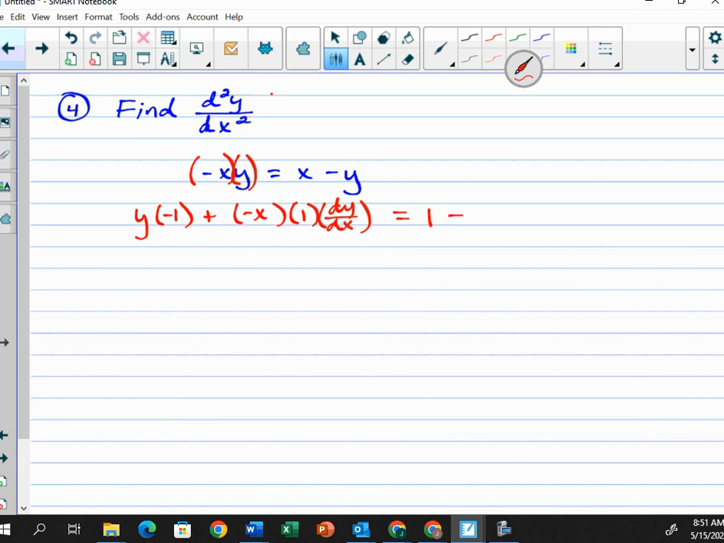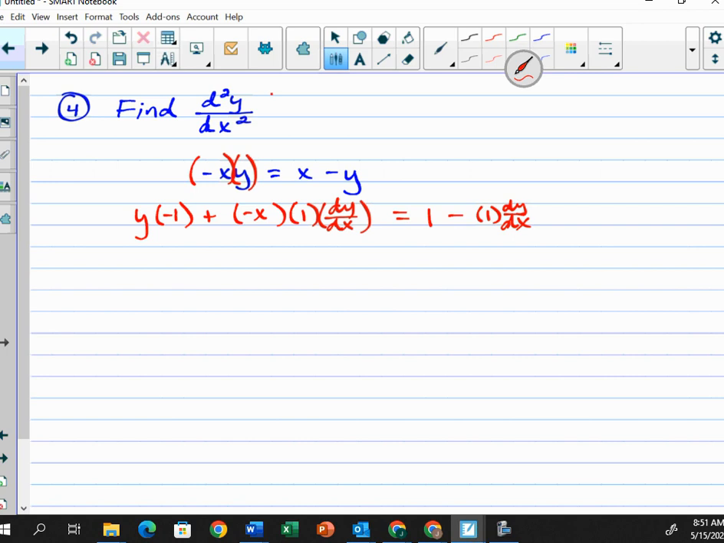Wait, so then you just toss it as dy over dx? Did we take the derivative of y? Absolutely. Then yes, you toss it in. You just toss it. It's only when you take the derivative of y. So 1 minus what? You can write the 1 if you want. dy dx. Okay.